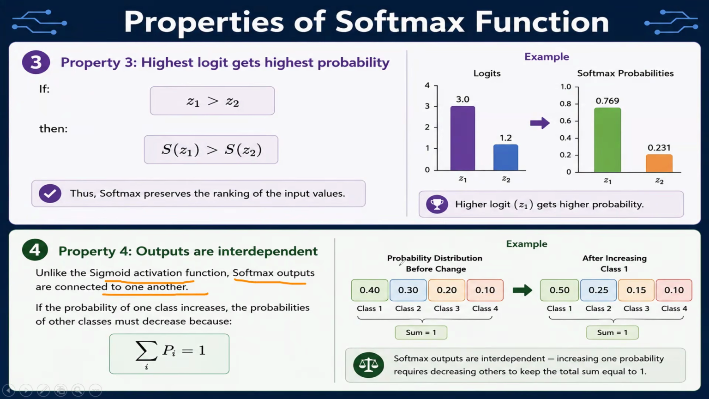Probability distribution before change is 0.4 for class 1, 0.30 for class 2, 0.20 for class 3, and 0.10 for class 4. Then after increasing, it can be 0.50, 0.25, 0.15, 0.10. So softmax outputs are interdependent on each other. So this is the fourth property of the softmax function.